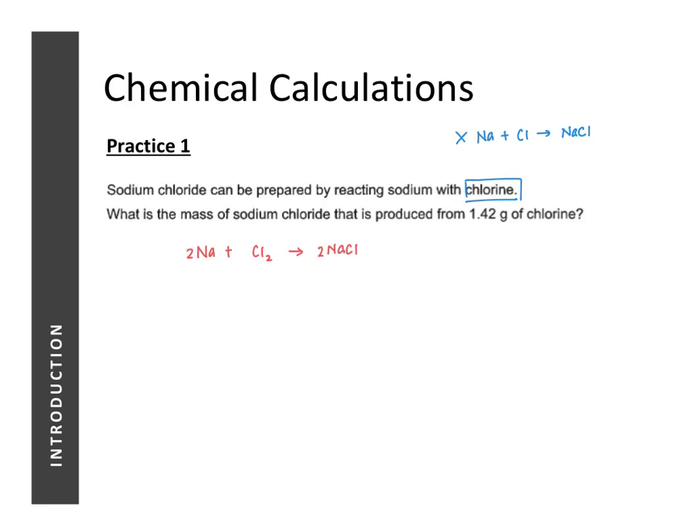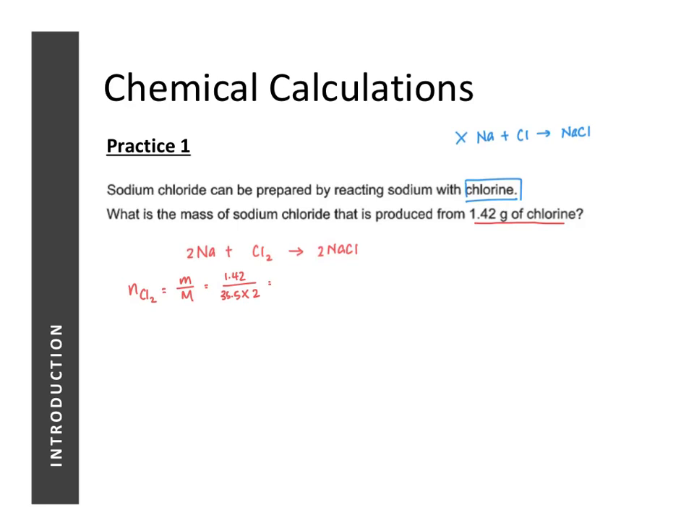These molecules are diatomic. After writing the equation, let's apply the 3C approach. The first C is to convert to moles. Look at what is given in the question. We are given the mass of chlorine, so we need to convert it to moles. Number of moles of chlorine is equal to mass over molar mass. So 1.42 divided by 35.5 times 2.